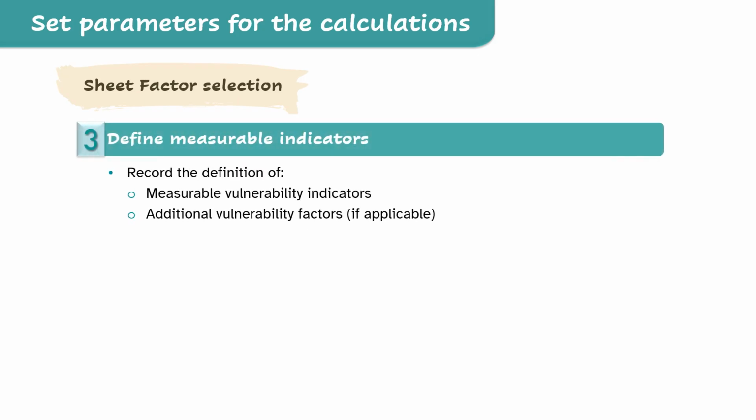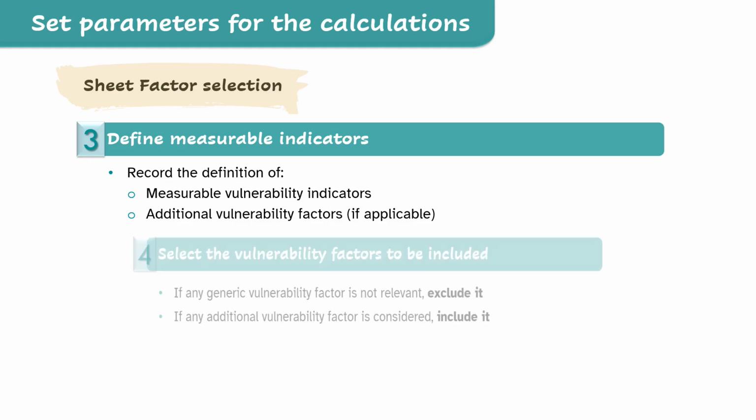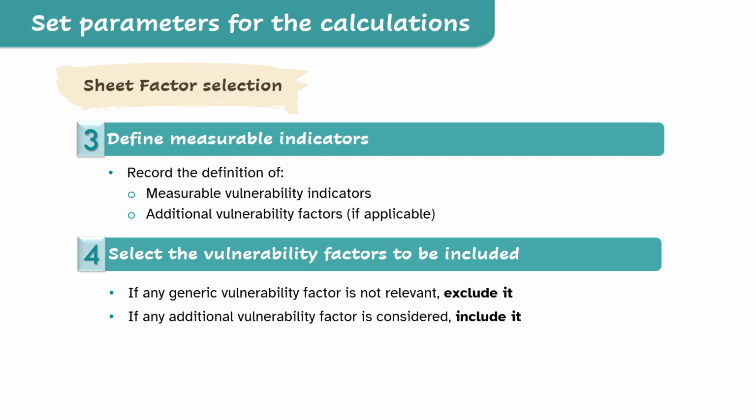For record keeping and traceability, it is good practice to record the definition of measurable vulnerability indicators as well as the definition of any additional vulnerability factor included in the analysis as applicable. To do so, fill the columns Vulnerability Factors and Measurable Indicators. Then, in the column Selection of Factors in the Vulnerability Index, select the inclusion status of each vulnerability factor. For example, if any vulnerability factor from the GTFCC indicative list of generic vulnerability factor is not relevant in your country-specific context, exclude it from the analysis.